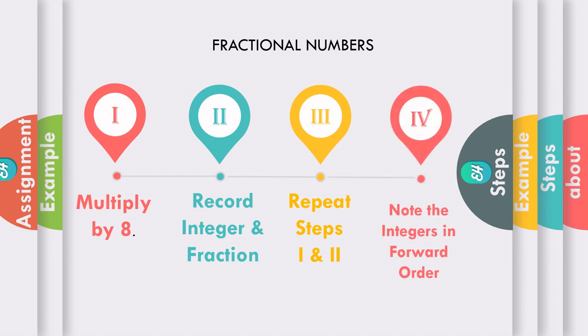The last step is to note the integers in forward order. Remember, we are noting down here the integers in forward order. Let us take an example. For example, if we want to convert 0.685 into its octal equivalent, then we will have to multiply 0.685 by 8.